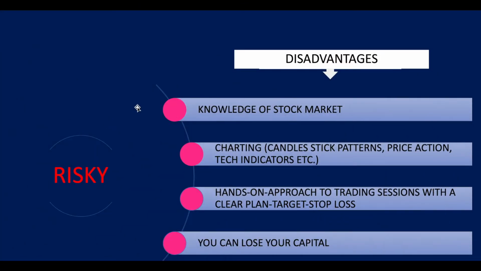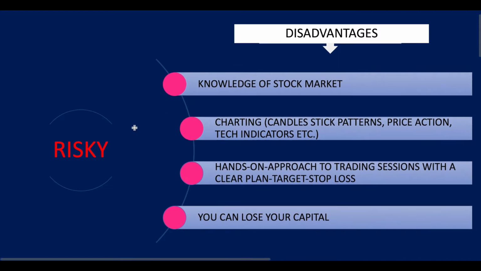In order to understand options, let's see what their disadvantages and advantages are. Alright, there's one and only disadvantage in trading options, that is the risk it has. It is very risky to trade in options. Now why is that? If you do not have a sound knowledge of the stock market, it's going to be very risky trading in the options market for you. If you do not understand charting, that is candlestick patterns, price action, technical indicators, etc. If you do not know how to use them, how to analyze them, how to understand them, it's going to be very risky.